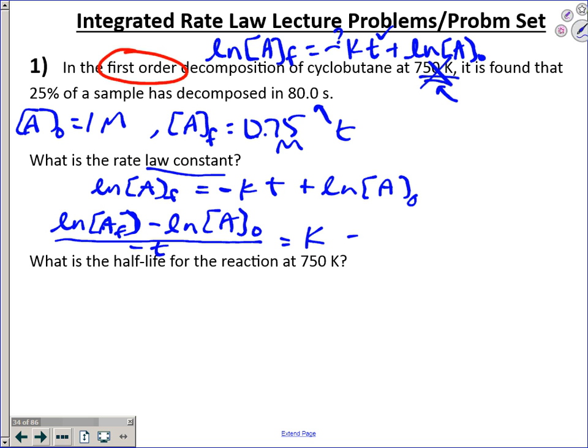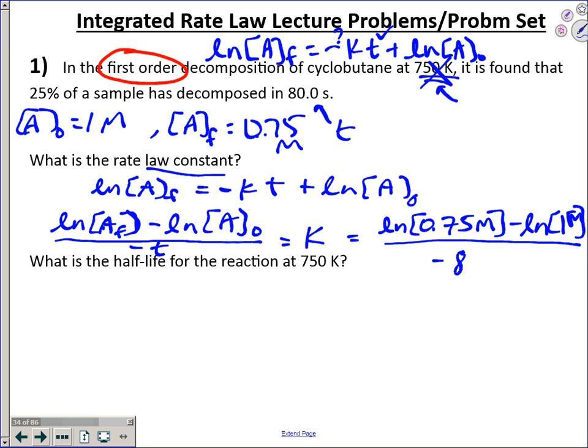We're good to go. ln of, what do I plug in for A final? 0.75 molar minus ln of 1, right? A initial is 1. That is molar. Divided by negative 80 seconds. Plug that in your calculator.